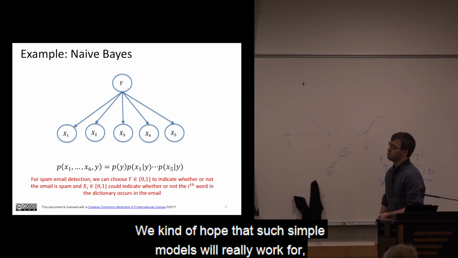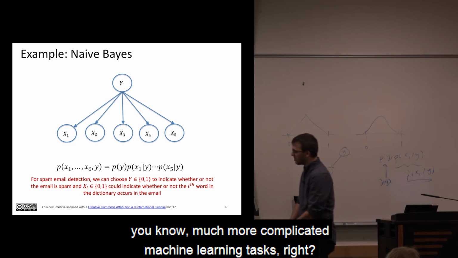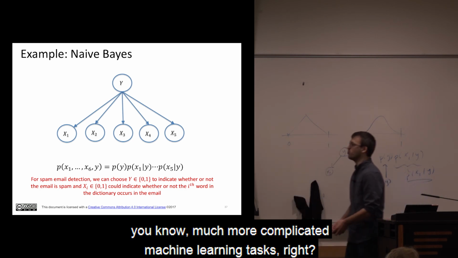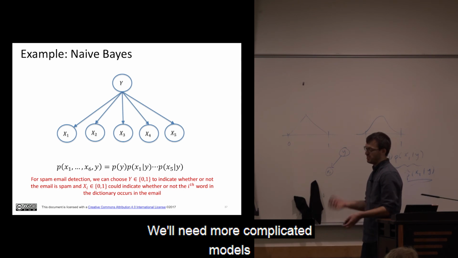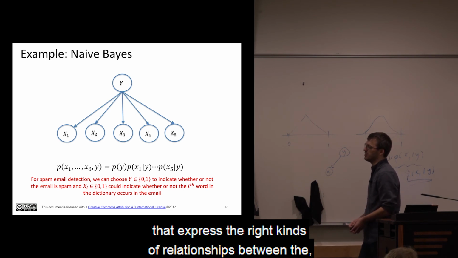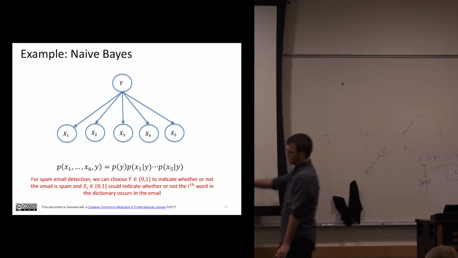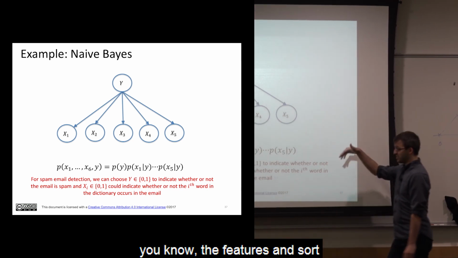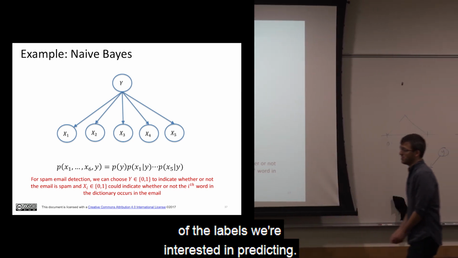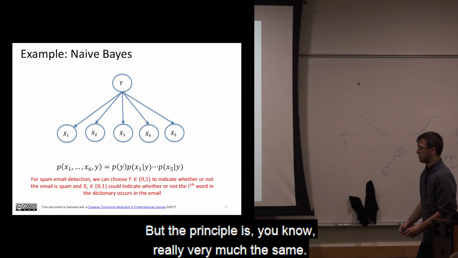We can't hope that such simple models will really work for much more complicated machine learning tasks. We'll need more complicated models that express the right kinds of relationships between the features and the labels we're interested in predicting. But the principle is really very much the same.